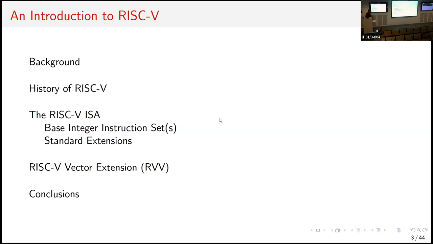So today, I'm going to start with some background, like what is RISC, what is the RISC part of RISC-V, a bit of history, and then we'll go into the ISA itself. And of course, one of the interesting things, when we are in the Compute Accelerator Forum, are the RISC-V vector extensions, for obvious reasons.